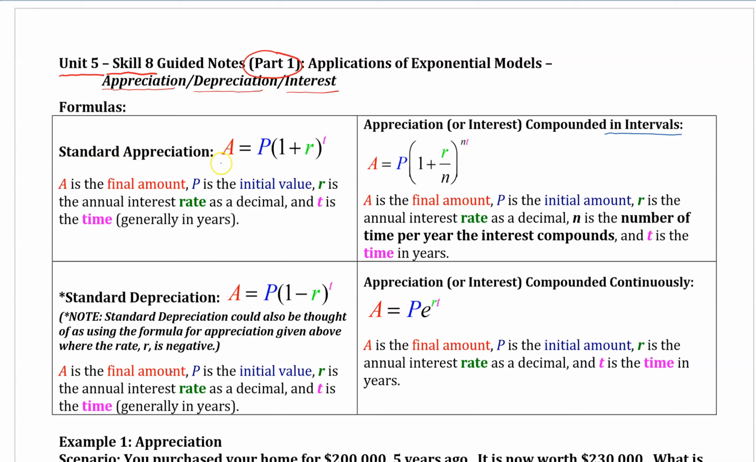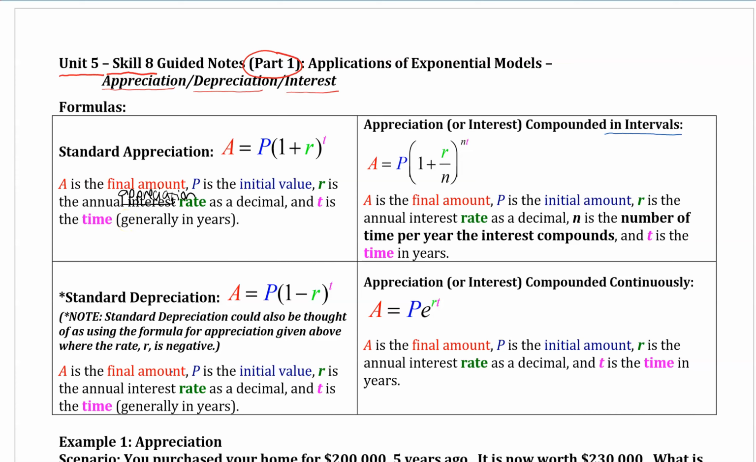Okay, so we have A, which is the final amount, or the final value of something. P, which is our initial amount or initial value. R, which is the rate. So this is a percentage, but written as a decimal, and it's the annual interest, or maybe I should call that annual appreciation rate, since in this formula we're thinking about something appreciating. And then T is time.